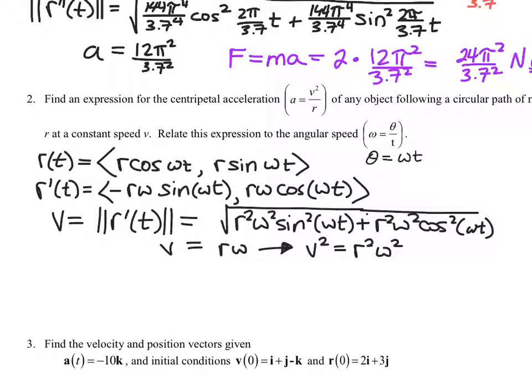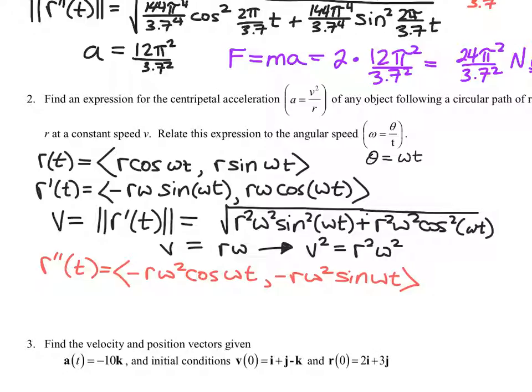So for my acceleration, r double prime of t, I'm looking at negative r omega squared cosine omega t, comma negative r omega squared sine omega t. And so acceleration is going to be the magnitude of that.